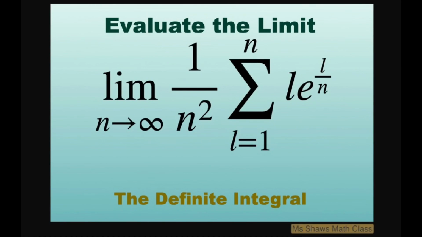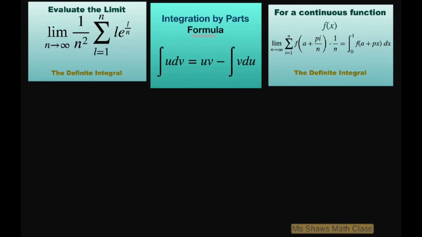Everyone, we're going to evaluate the limit as n approaches infinity of 1 divided by n squared times the sum from L equals 1 to n of L e to the power of L divided by n. So basically L for us is our index number, and I want to write this using this formula here. We want to make it look like this left-hand side. It almost does. And then we can integrate it to find the limit.